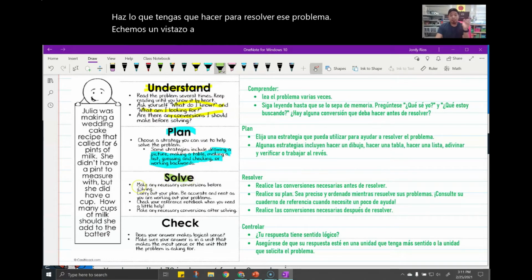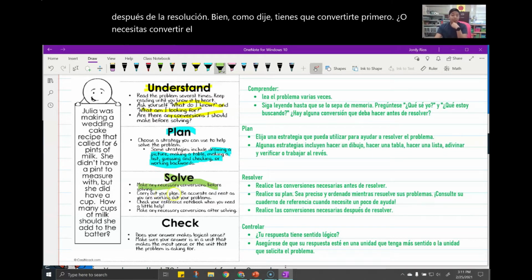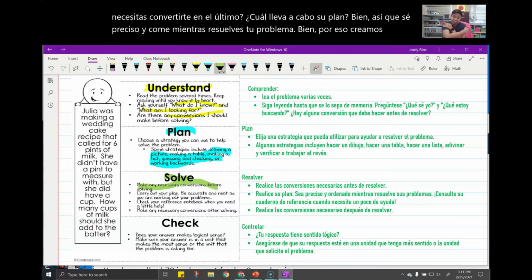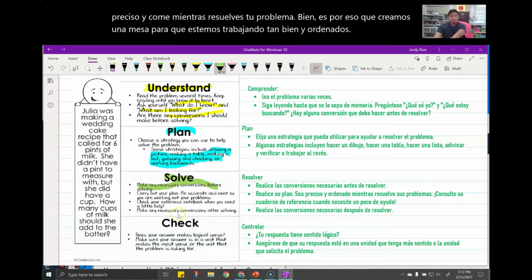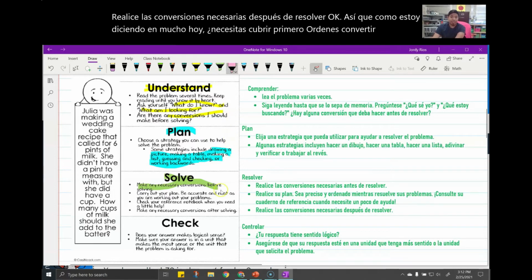Solve, okay? So make any necessary conversions before or after solving, okay? Like I said, do you need to convert first or do you need to convert last? Which one? Carry out your plan, okay? So be accurate and neat as you work out your problem, okay? That's why we create a table, so that way our work is nice and neat. Make any necessary conversions after solving, okay? So like I'm saying it a lot today, do you need to convert first or do you need to convert last? Which one? And last is to check, okay?